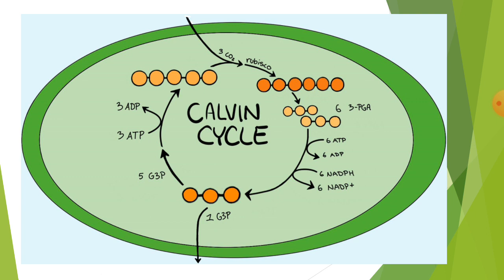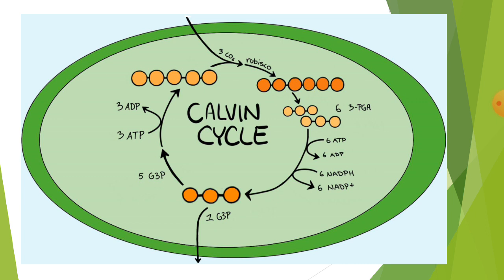This is the summary of the dark reactions. Look at the top. The carbon dioxide molecule joins with a 5 carbon compound. You can see it's written Rubisco. Rubisco is a 5 carbon compound which joins with carbon dioxide. And it forms, of course, 5 plus 1, 6. So it forms a 6 carbon compound. You can see the 6 orange balls in a line.